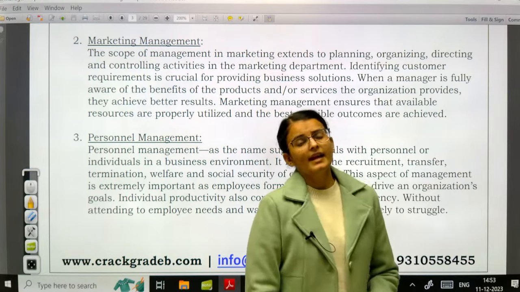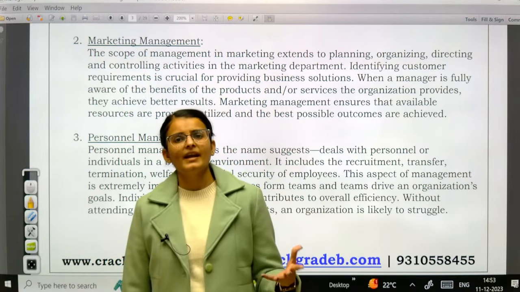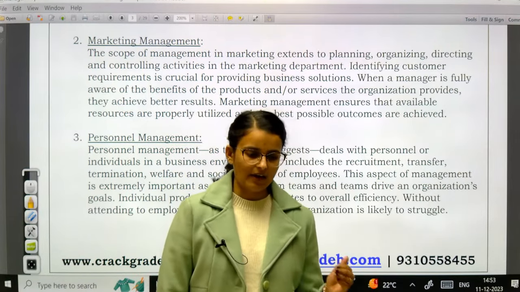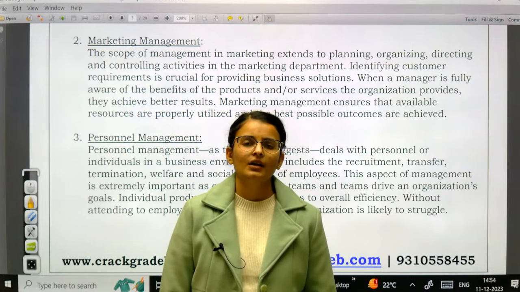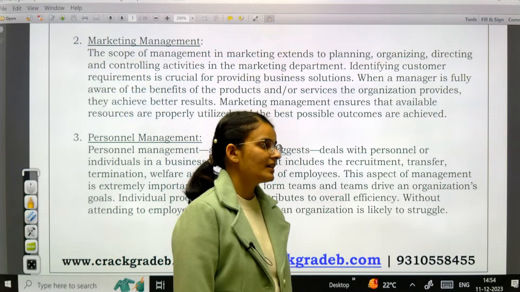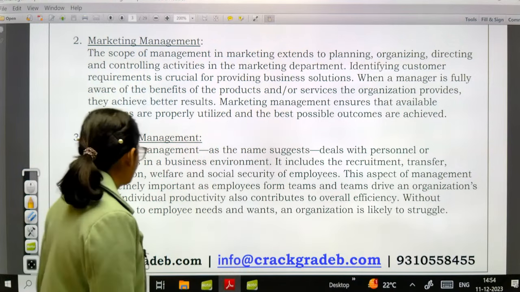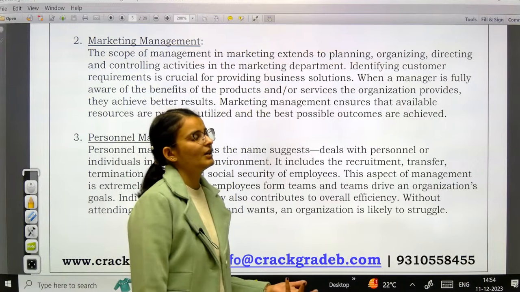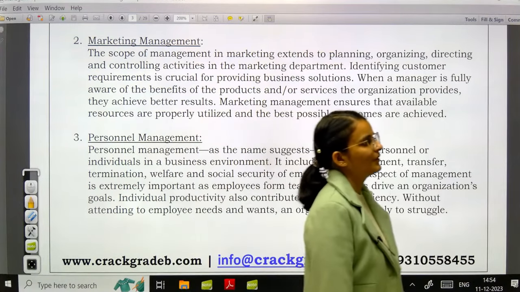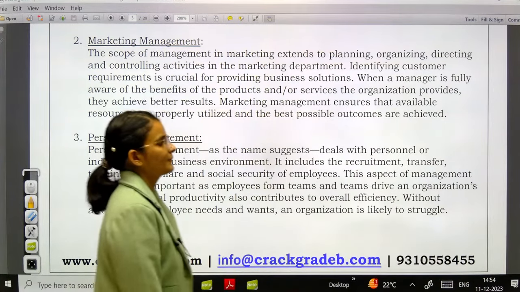Scope means in which areas management is required, like in finance management is required, in marketing management is required. Okay. We are taking the scope. In personnel management, like in what areas management can be required, that is the scope of management. Okay.